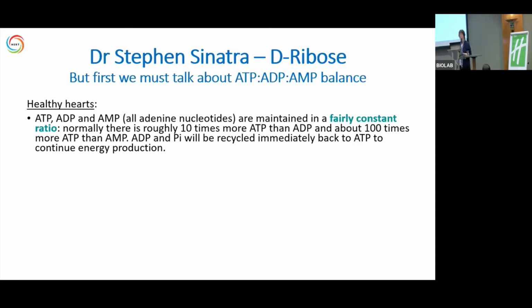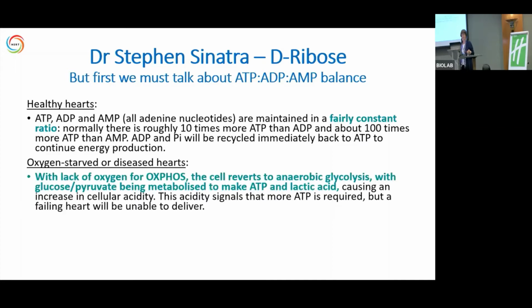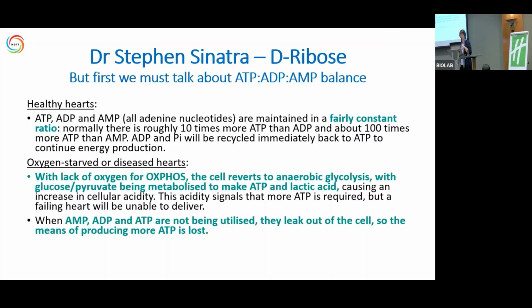In a diseased heart or an oxygen-starved heart, though, as you can imagine, this is not happening. So the cell has to revert to anaerobic glycolysis with the glucose and pyruvate being metabolized to make the ATP and the lactic acid. And when the AMP, ATP, and ADP are not metabolized, they leak out of the cell. And so the means of producing more ATP is gone. You can get it back, but it's a long and slow process.